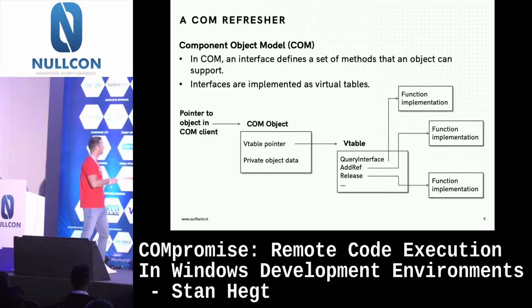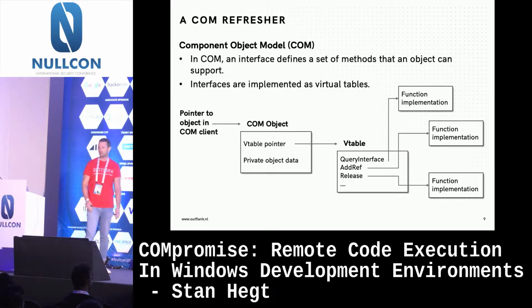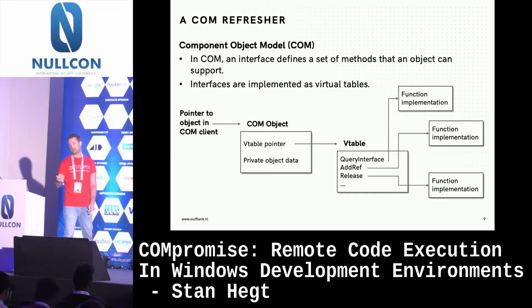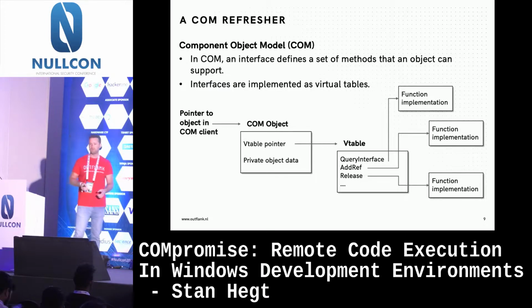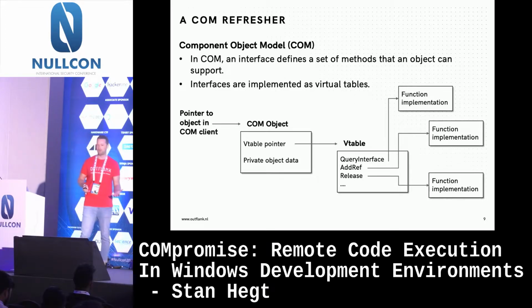So if you have code and you have a pointer to an object in your COM client, then the pointer to that COM object just points to a block of memory. And this block of memory holds some private object data, reference counters and such. But the first thing in that object is another pointer to a VTable. And that VTable, somewhere in memory, is just a table of pointers again, which points to the actual implementations of those functions. And every COM object in its interface is always derived from IUnknown, which is like the mother of all COM interfaces, which means that the three methods of IUnknown, QueryInterface, AddRef, and Release are always there. And then there are other methods depending on what the COM object is.